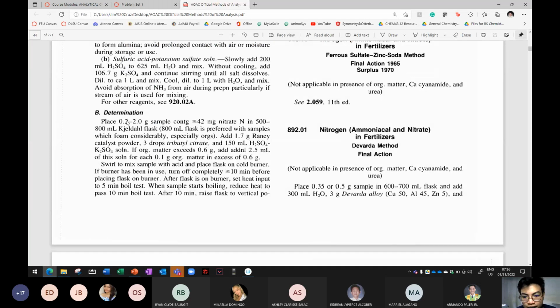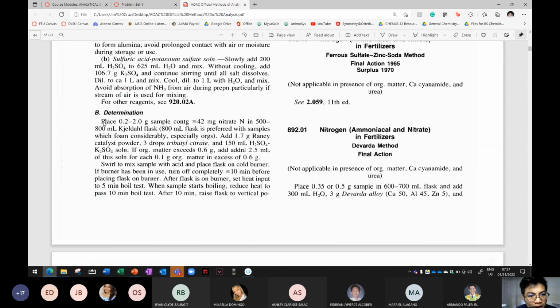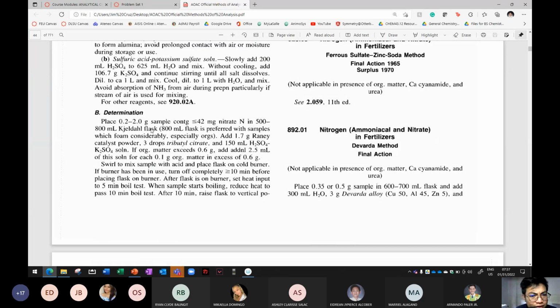So I think everyone's kind of familiar on how to create a flowchart, of course. Okay? Kasi pag hindi pa kayo marunong mag-flowchart, so hindi kayo nag-research. Diba? May research naman kayo sa senior high school eh. So basically, summarize nyo lang ano yung gagawin. For example, place sample in the Kjeldahl flask. Okay? First box. Then in the second box, you add 1.7 grams of Rani catalyst powder, 3 drops of tributyl citrate, and 150 ml of that.